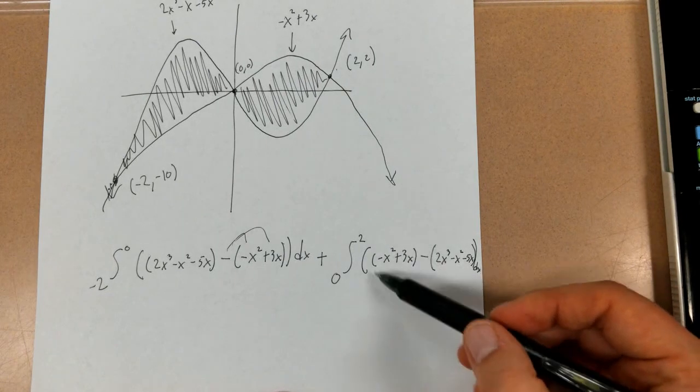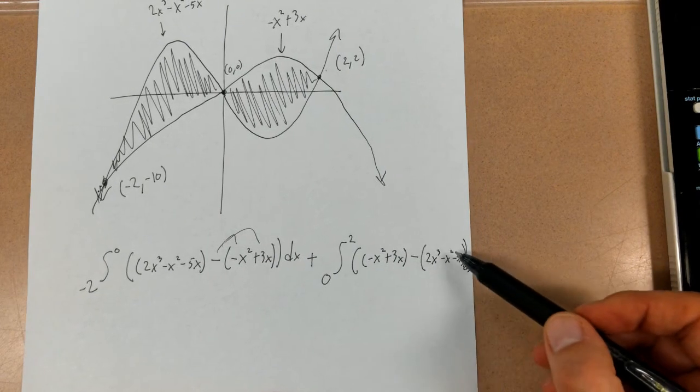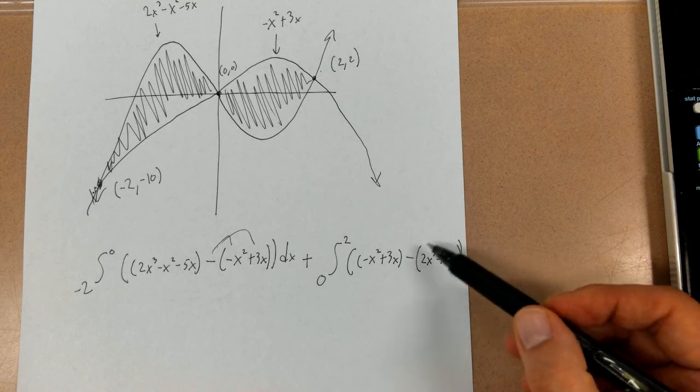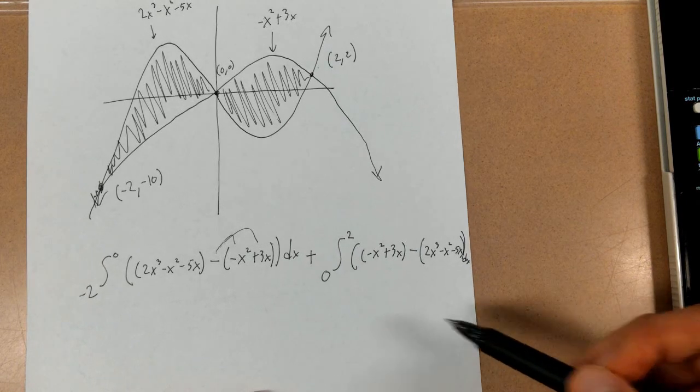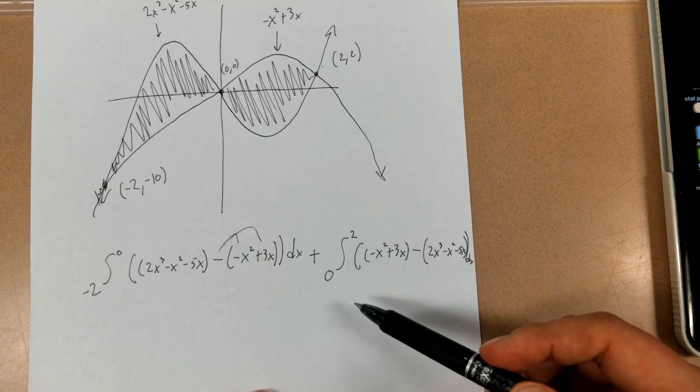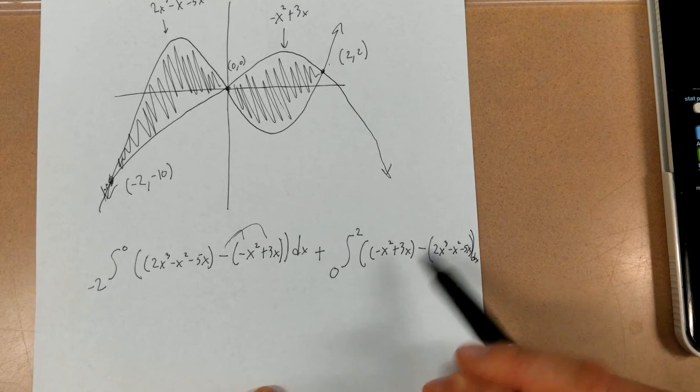Again, this is the negative x squared plus 3x. This is that 2x cubed minus x squared minus 5x. It's a little smushed on the end there. But then just combine like terms, do your power rule, substitute in your numbers, and you're good to go.